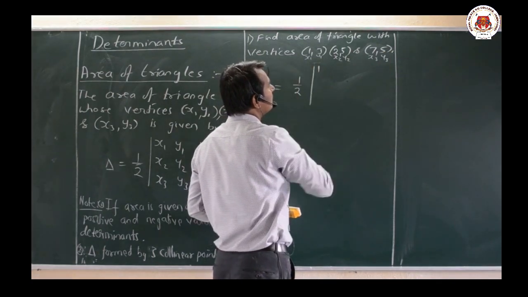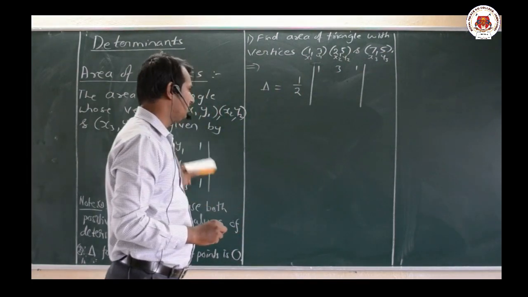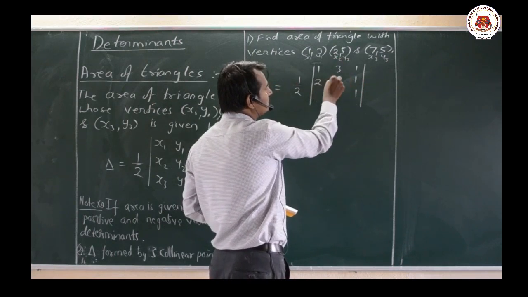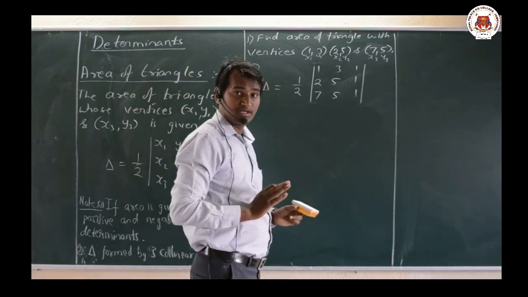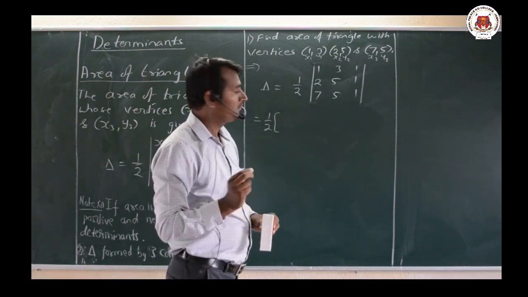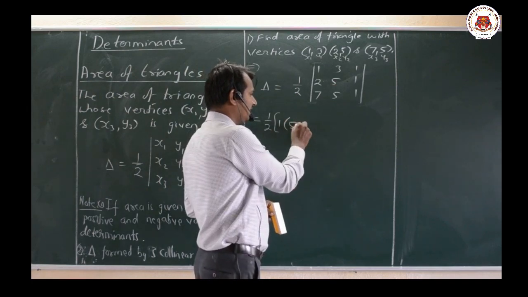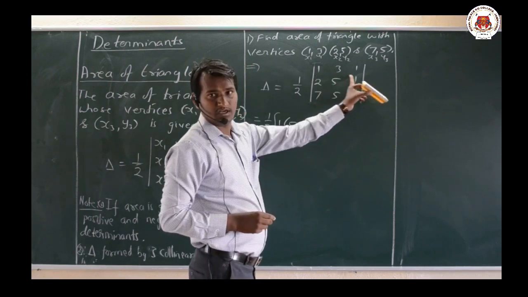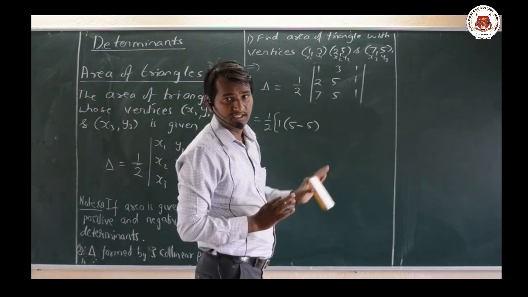That means what we get: 1, 3 and 1, since the third column is always 1, 1, 1. Next x2, y2 that is 2, 5, and then x3, y3 is 7, 5. Now we shall solve it. Very simple. What we get here is 1 by 2 into 1 into (5 ones are 5 minus 5 ones are 5). Next I will expand along R1, or else you can expand along C1, C2, C3 or R2, R3. Anything is possible.